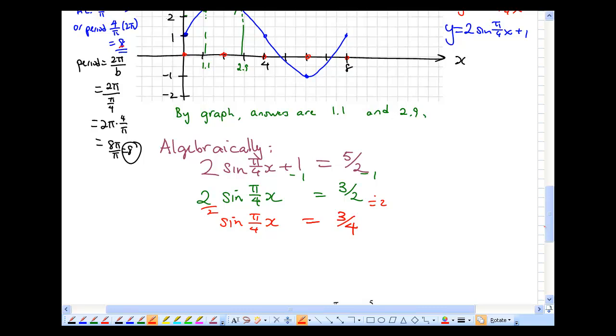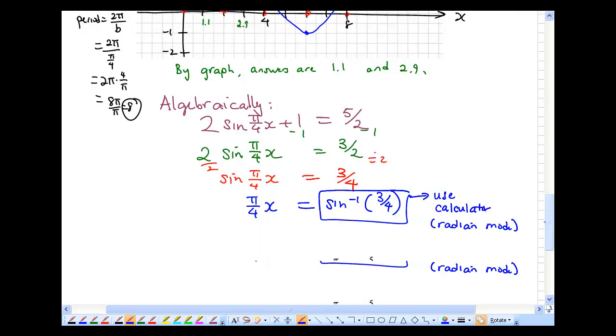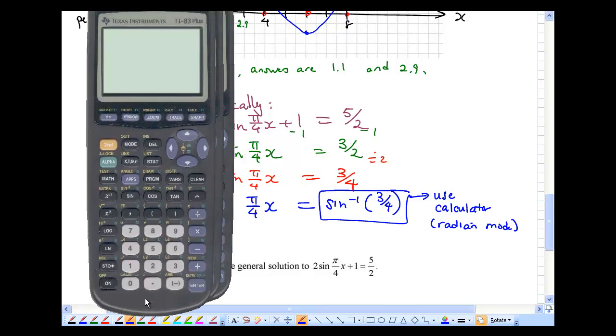Now, our next step is to get rid of the sine. So pi over 4x must equal the inverse sine of 3 quarters. This, unfortunately, is not a special angle from a special angle table. So just use your calculator to figure this out. Remember, radian mode. I don't have the degree sign, asking for answers in radians.